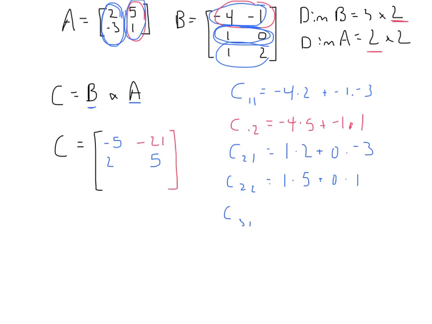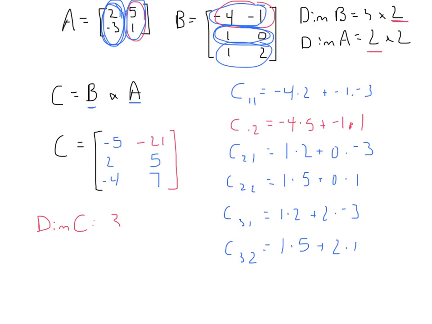C31, here times here, we will get 1 times 2 plus 2 times negative 3. That's going to be negative 4. And C32, we will have 1 times 5 plus 2 times 1, which is 7.